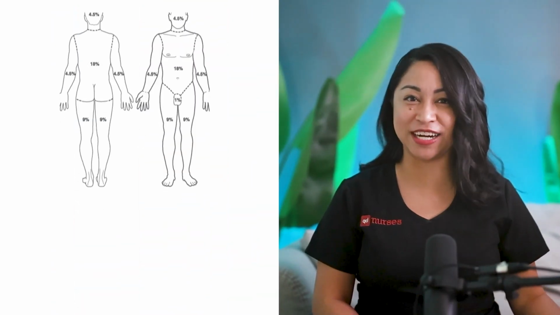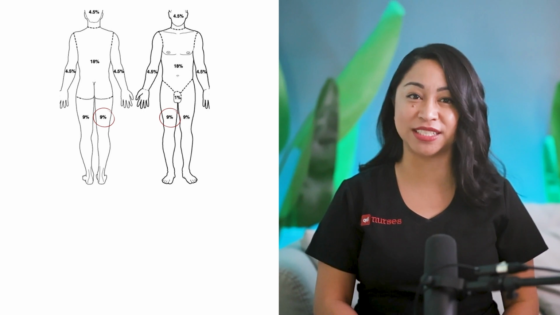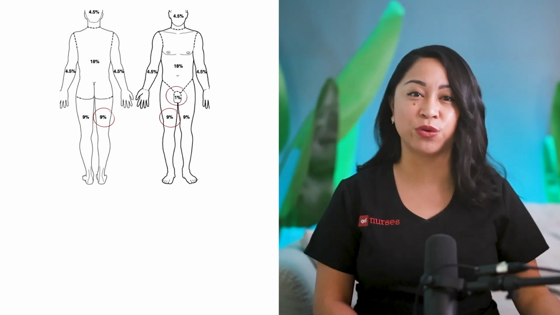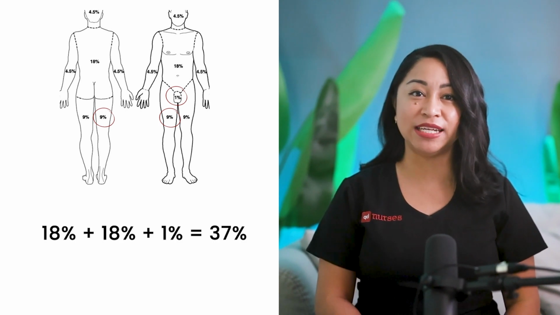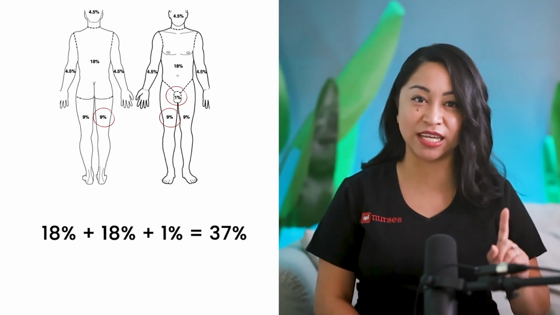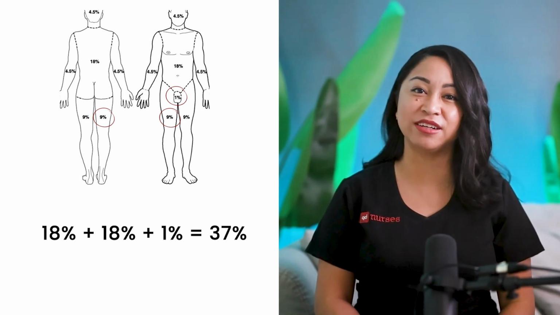Let's go over this rationale. According to the rule of nines in adults, each leg represents 18%, and the perineum represents 1% of the total body surface area. 18% plus 18% plus 1% equals 37% of the total body surface area that has sustained burns. Alright, we're ready for question number 4.